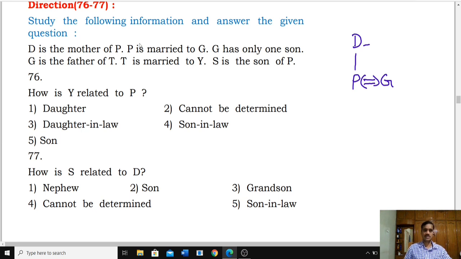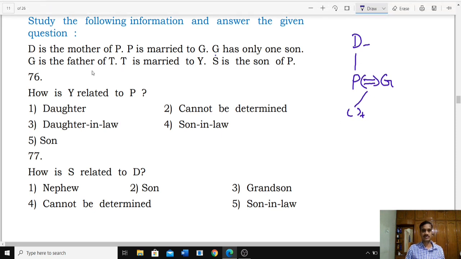And next one. D is the mother of P. And P is married to G. G has only one son. What about this G? G is having only one son. Son is only one. Daughters could be n number. It doesn't mean that there were no daughters. And G has only one son. One son is definitely there.